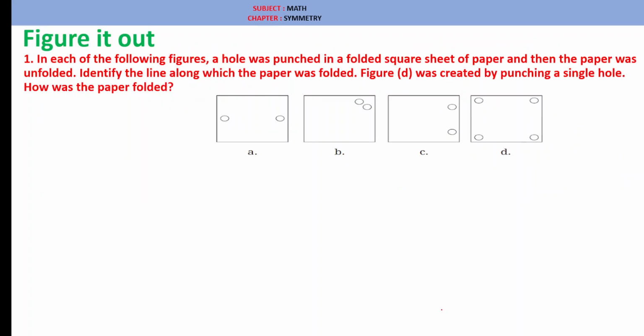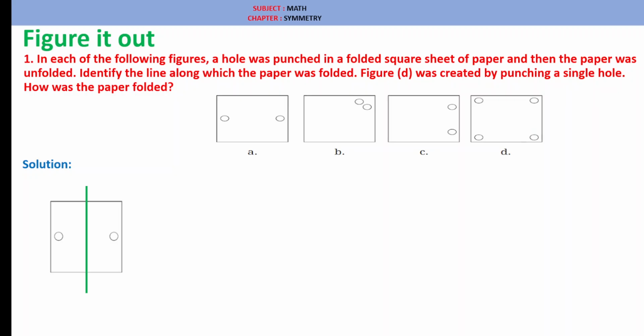Figure it out. In each of the following figures, a hole was punched in a folded square sheet of paper. Then the paper was unfolded. Identify a line where the paper was folded. Figure D was created by punching a single hole. How was the paper folded?